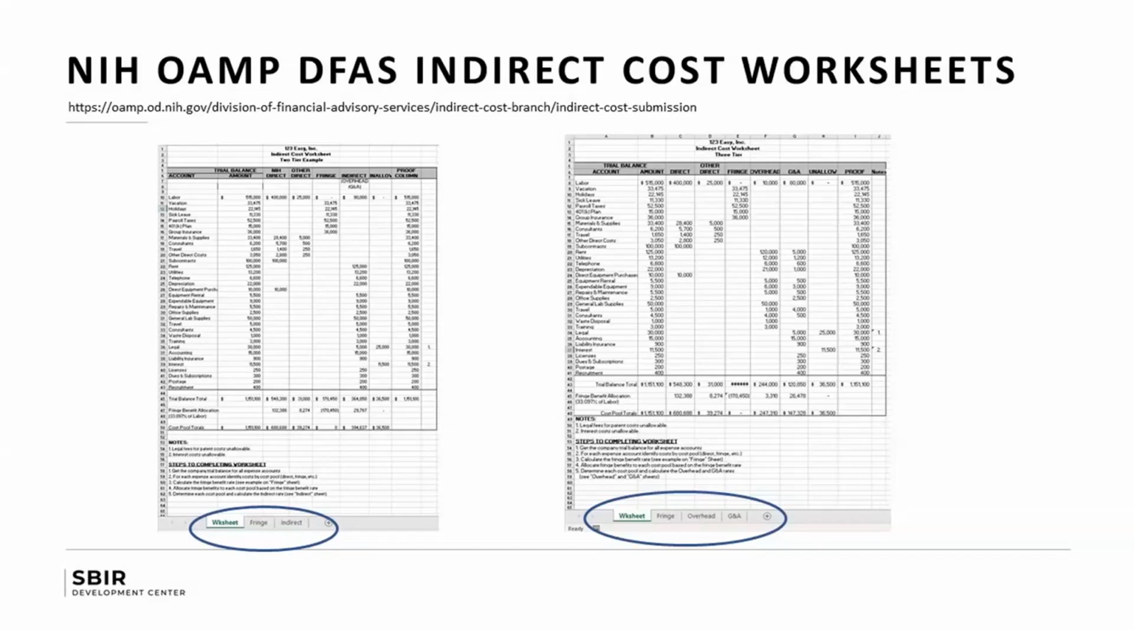The other one on the right has three tabs to the right of the worksheet tab. And for that one, you will end up with a fringe benefit rate, an overhead rate, and a G&A rate. So if you remember from my definition above, in terms of indirect rates, the difference was that for overhead, you had cost associated with one project, and the G&A was associated with an organization.